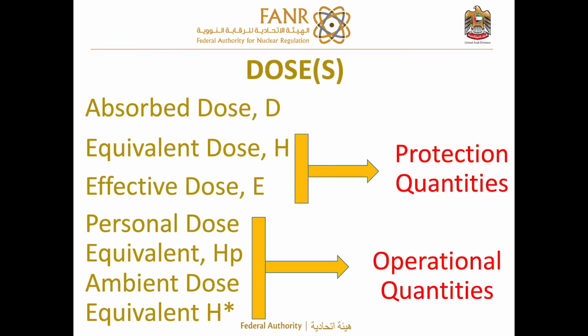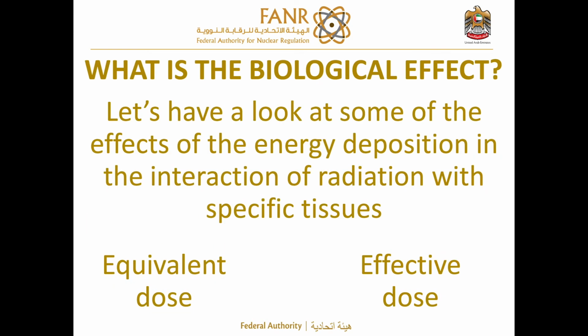We have seen by now at least three doses: absorbed dose, which describes deposition of energy; equivalent dose, which introduces the mechanism by which deposition of energy happens; and the third one, effective dose, which takes into account the outcome, the endpoint of irradiation. And these two, equivalent dose and effective dose, are called protection quantities, and are used in the regulation as a way of establishing limits and constraints on the exposure of workers and members of the public.